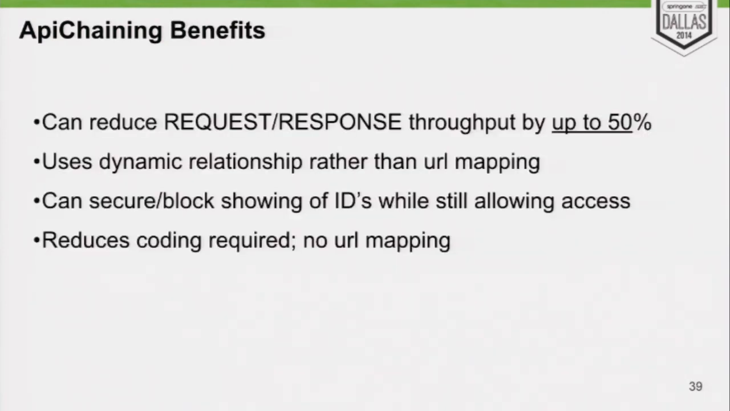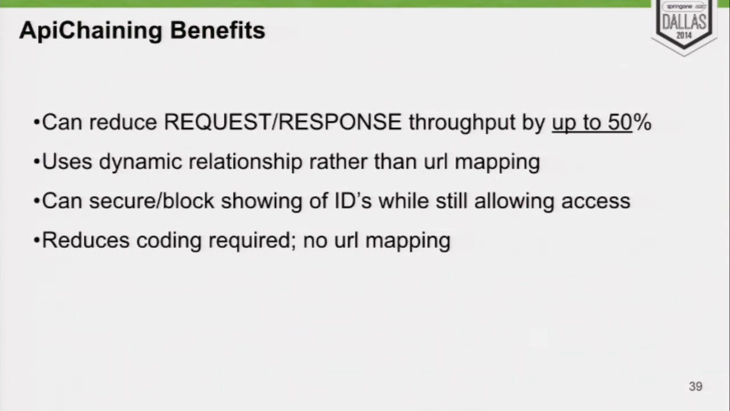So what are the benefits of API chaining? You can reduce your request response throughput by up to 50%. This is fantastic for mobile devices, which have horrible throughput and just have to request, get the data, request, get the data. It is also really good for servers, because if you have a lot of mobile devices doing that, this will cut down your number of calls and the amount of throughput. It uses dynamic relationships rather than URL mapping, like things with Helios, where they add links. The less you have to do through links and the more you can do through relationships, the better.